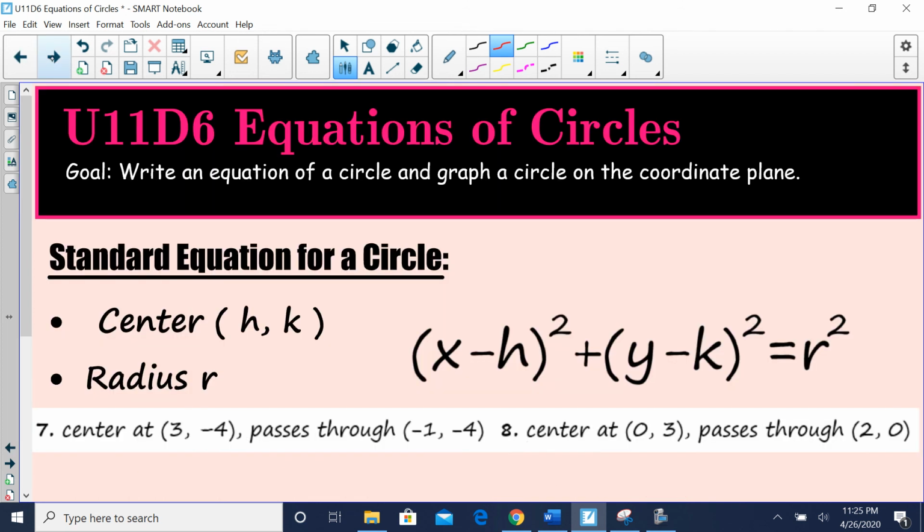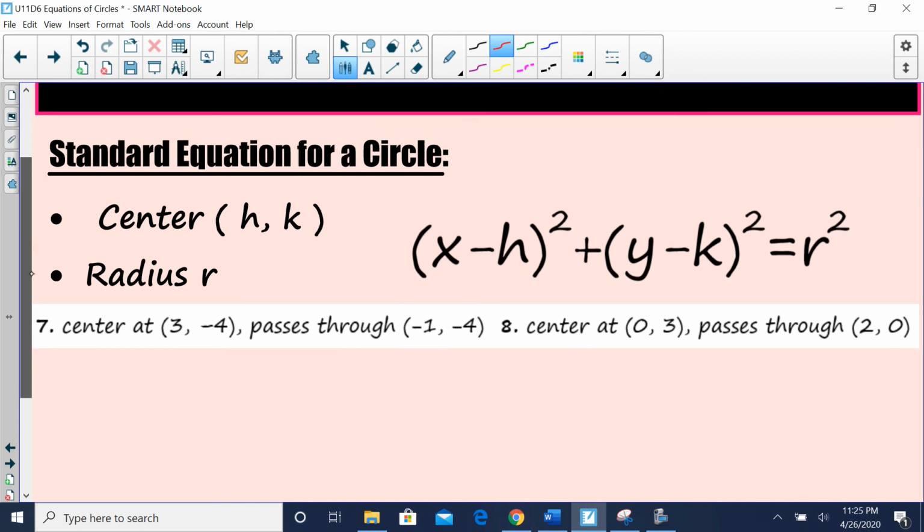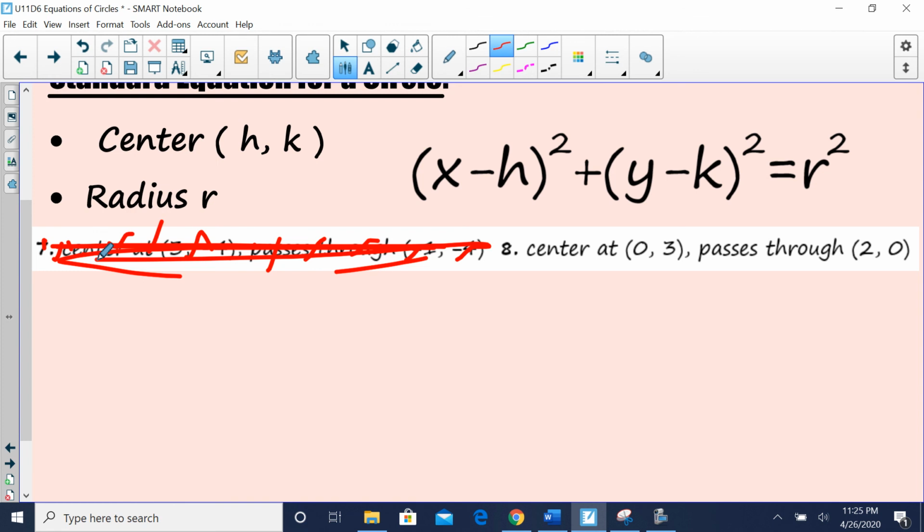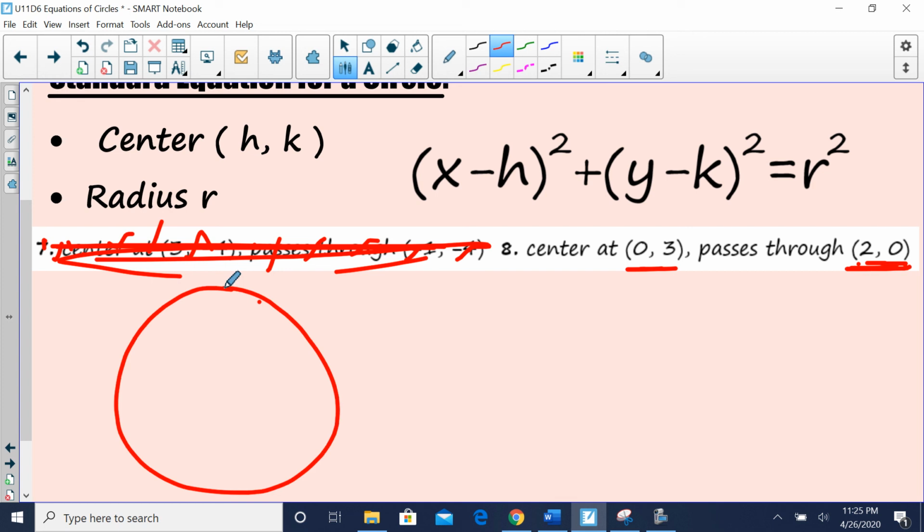And there's the equation of my circle. Okay, moving on here. This one, we're actually going to skip number 7, and I want to look at number 8. You're going to have a practice run like this on your assignment. So it says a circle with the center at (0, 3), and it passes through the point (2, 0).